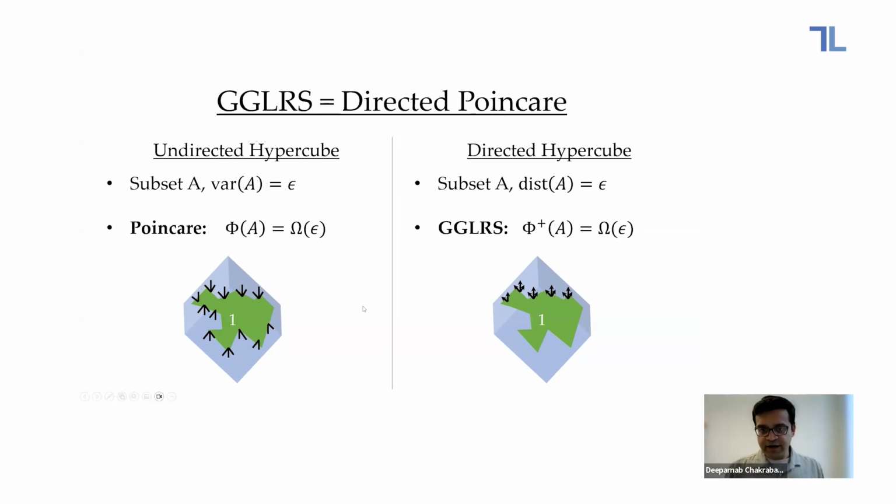But before I move on to actually proving this, I want to make sure that the definitions are clear. So any questions about what these phi plus and phi A mean?